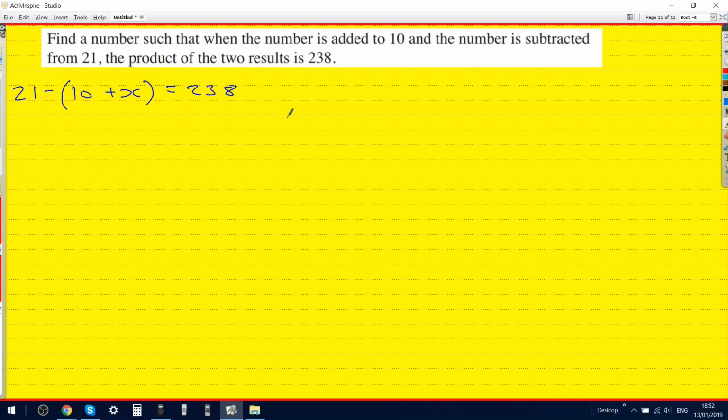The product of the two results. Find the number such that when the number is added to 10, so I'll write that as 10 plus x, and the number is subtracted from 21. So it's 10 plus x multiplied by, and the number is like the mystery number. So what would that be?